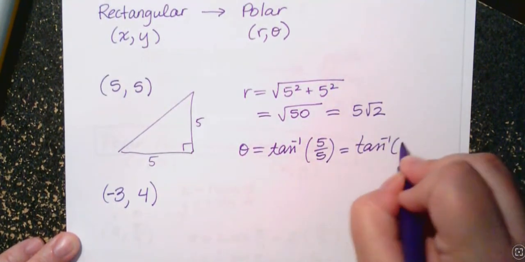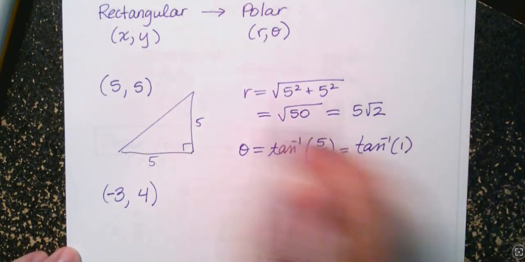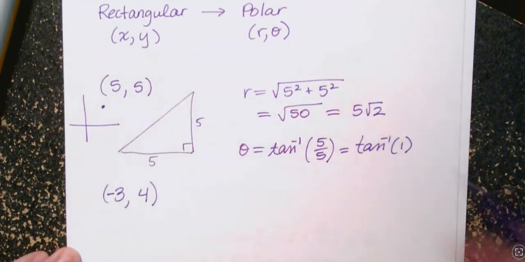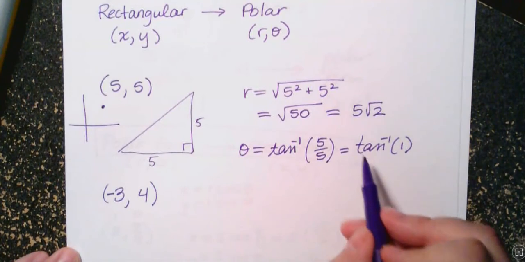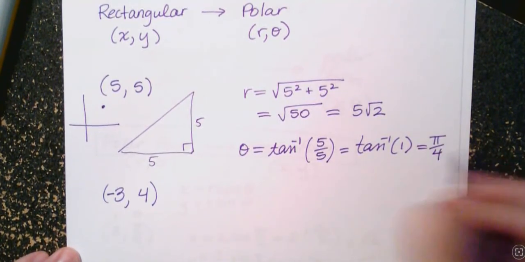So we need to know, when is the tangent equal to 1? Well, it's equal to 1 a couple of places. Tangent is equal to 1 at pi over 4 and also at 5 pi over 4. So how do I know which one to go to? Well, you've got to look at where the coordinates are. 5, 5 is in the first quadrant. So we want the value of inverse tan from the first quadrant. So that's pi over 4.